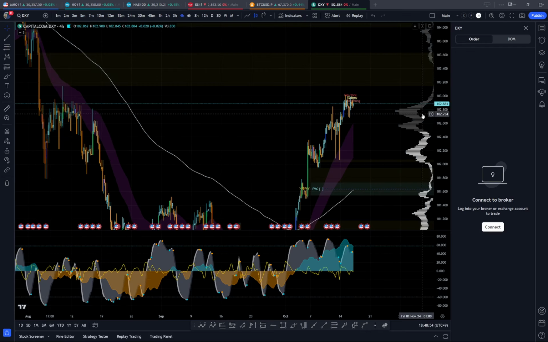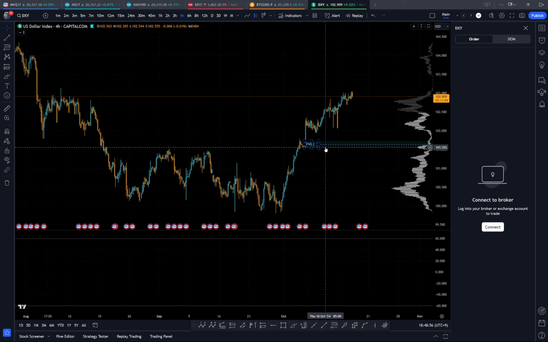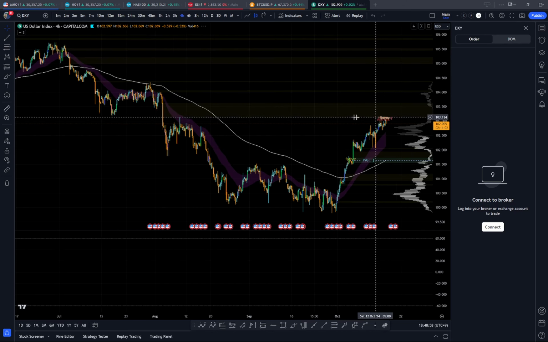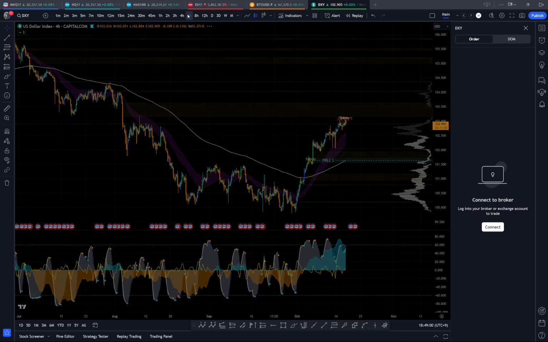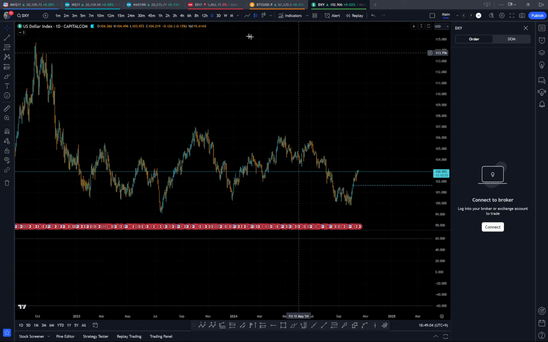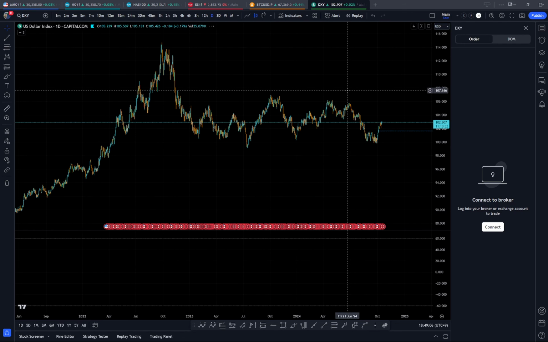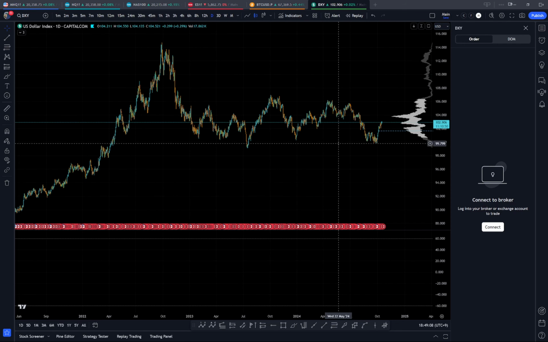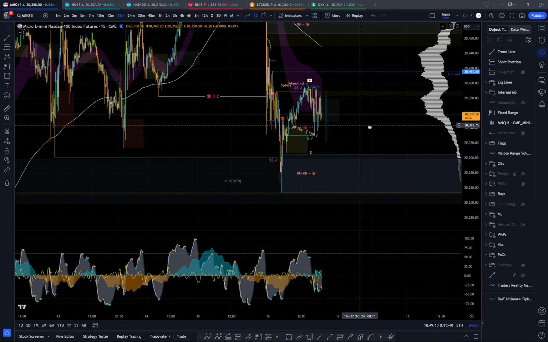DXY. Let's have a look at the DXY. It just left that gap. Did not want that gap. DXY is suspended in midair, floating. It's interesting. That's a big push. It's a big push up. Kind of spooky.